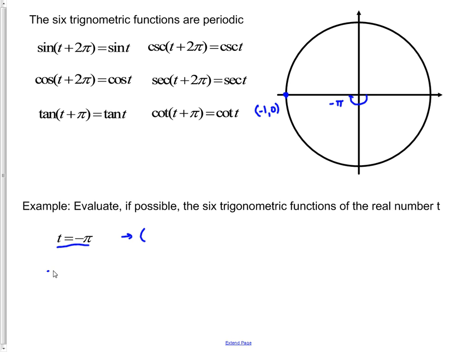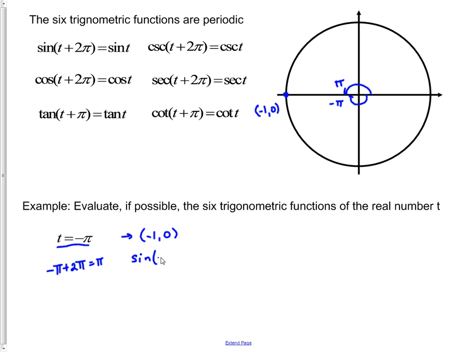So let's take negative pi and get a coterminal angle by adding 2 pi. That gives us positive pi. And we know that if we have a central angle at pi, we still end up at a coordinate on our unit circle corresponding to negative 1 and 0. So, using that coordinate point, we can define all our other trigonometric functions of negative pi because, well, they correspond to pi.